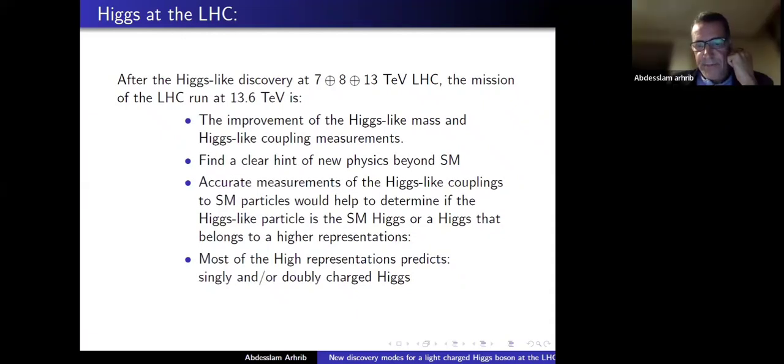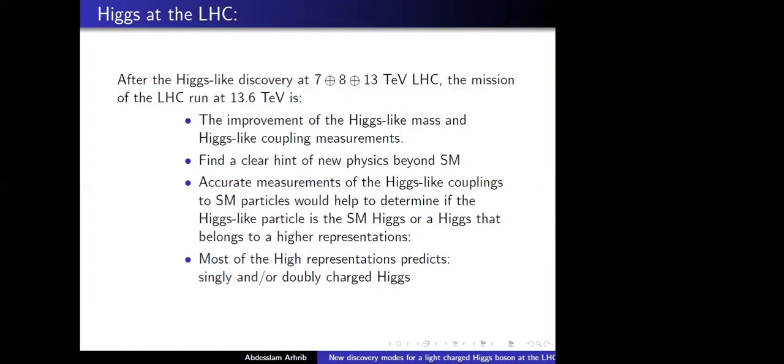and also accurate measurement of the Higgs coupling to standard model particles would help to determine if the Higgs belongs to the standard model or to some other extension of the standard model. So as I said in the beginning, many extensions of the standard model have some higher representation, and this higher representation of the Higgs predicts singly charged Higgs, not only neutral Higgs, but also charged Higgs, and in some cases even doubly charged Higgs, like in the type 2 seesaw model. You can have doubly charged Higgs.